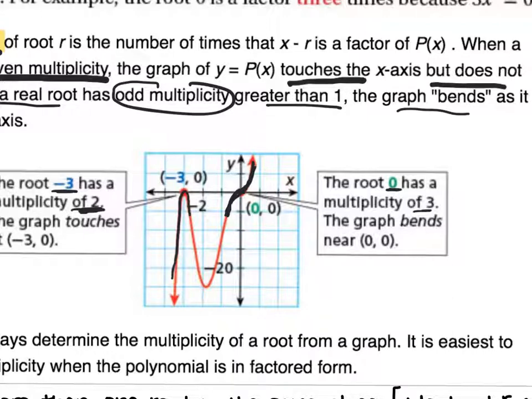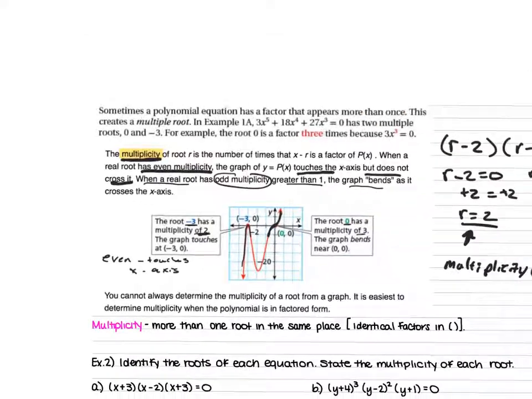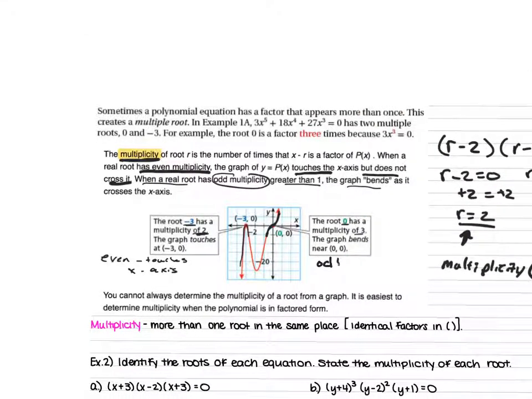So the question is, does it cross the x-axis or does it just touch the x-axis? And that's determined by whether it is even or whether it's odd. So if it's even, it just touches the x-axis. And if it's odd, greater than 1, then it bends as it crosses. So we're going to take a look at some problems here and see what that would look like.